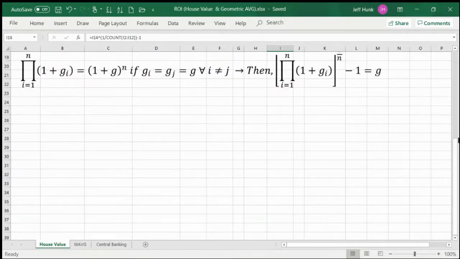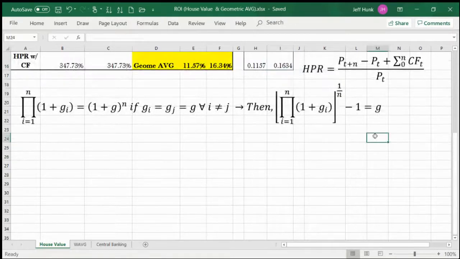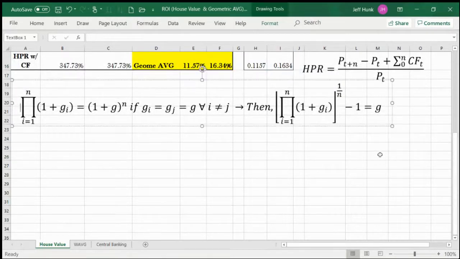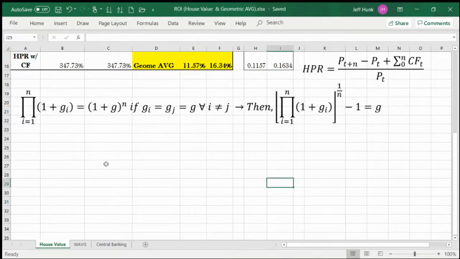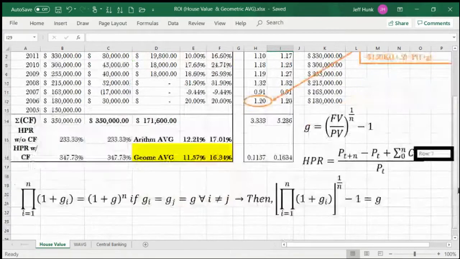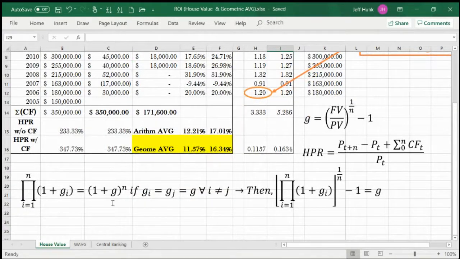So that brings us to this formula. You must have found this very daunting, but now you understand what this is, right? This means the product of all 1 plus g_i's, where i runs from 1 through n, should be equal to 1 plus g raised to the nth power. And in this case, g is the geometric average, and g_i is the individual growth rate.